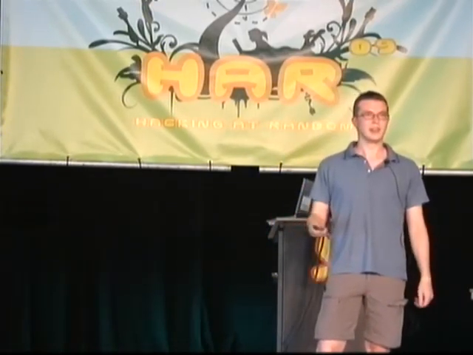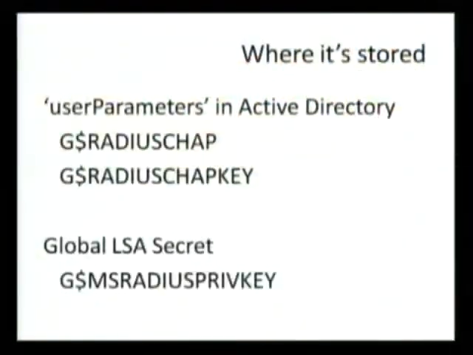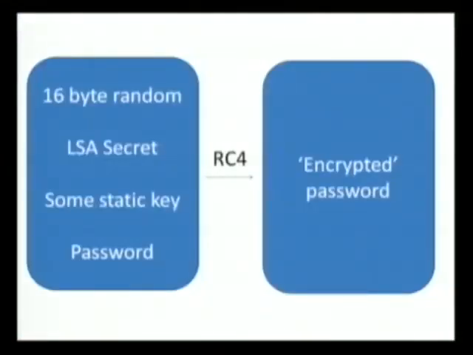Normal LSA secrets are stored in the registry. Windows stores them there. But this one is stored in Active Directory. And the global part means it's synchronized between domain controllers. So if you have two domain controllers in your domain, and the first domain controller creates the secret, it will be synchronized automatically to the other one. How does this reversible encryption actually work?